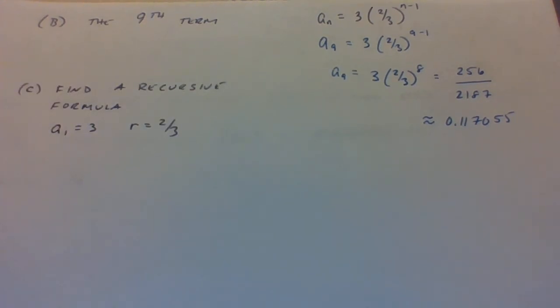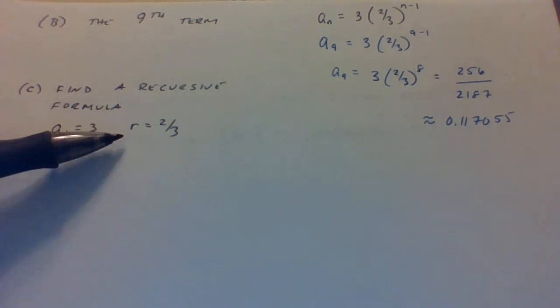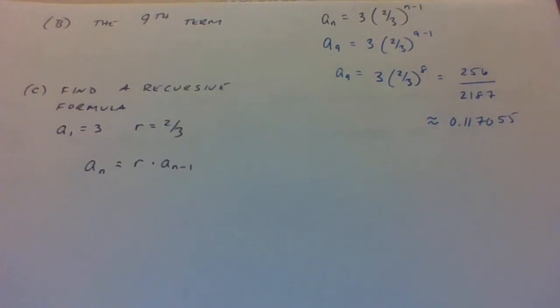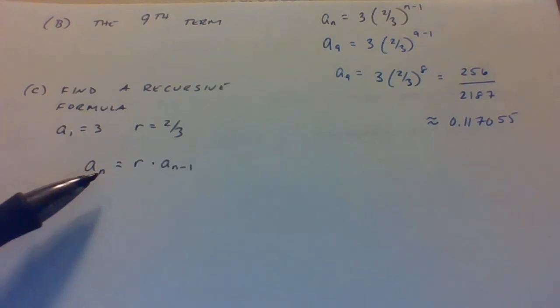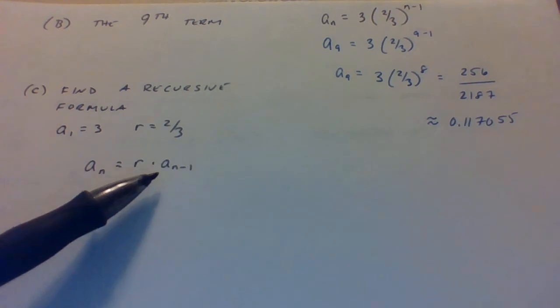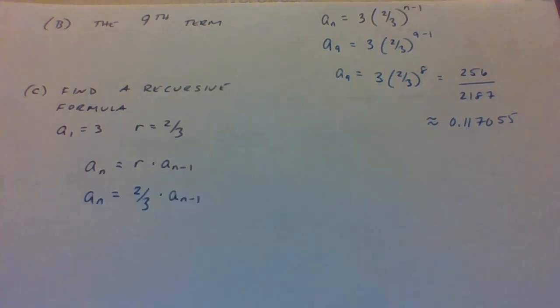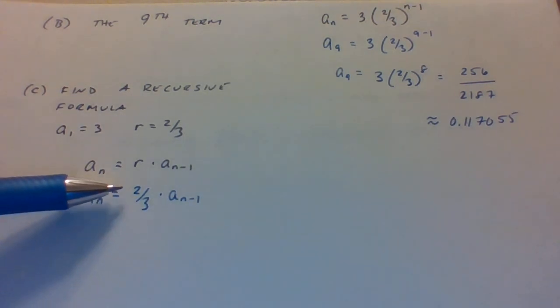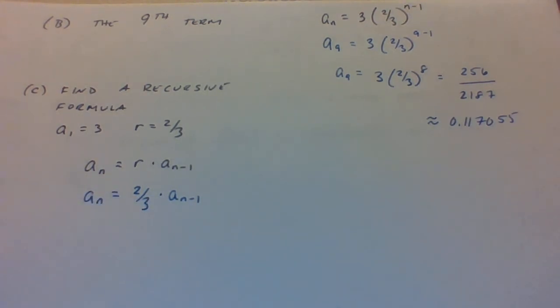For part C, let's go ahead and find a recursive formula. Remember that our first term was 3 and our common ratio was 2/3. Remember that we can write our recursive formula in this form: a sub n equals our common ratio, r, times a sub n minus 1. Our recursive formula is going to be a sub n equals 2/3 times a sub n minus 1.